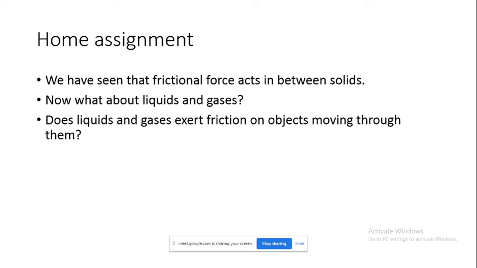Suppose you are trying to swim opposite to the water current. How do you feel? Is it easy to swim opposite to that water current? No, ma'am. It will oppose from that wave. That wave will oppose, so it is difficult to swim, right? So do you think that is some liquid friction? Yes, ma'am.